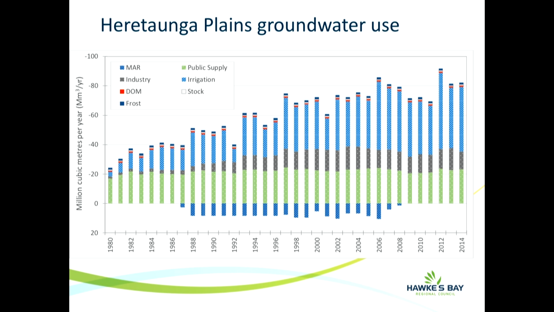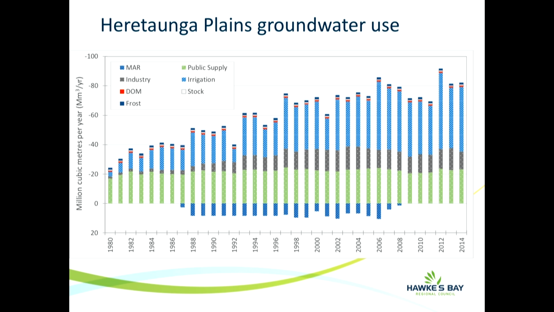From 1980 to 2014, the amount of abstraction from groundwater has increased over time. This is the public water supply actual use down here, which has remained relatively static. Industrial use here has increased a little bit over time, and abstractions for irrigation have increased quite a lot since the 1980s. There are also some relatively small abstractions for permitted domestic takes, frost take and stock water here.